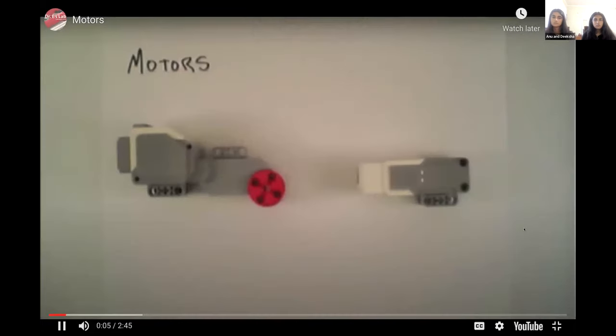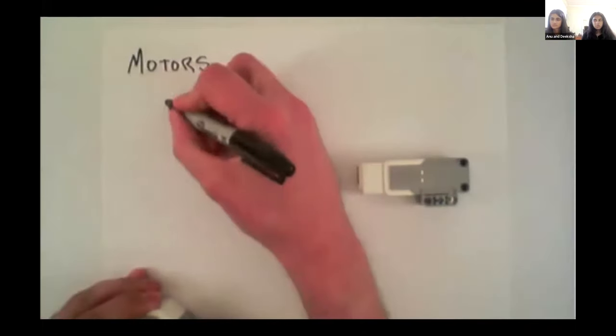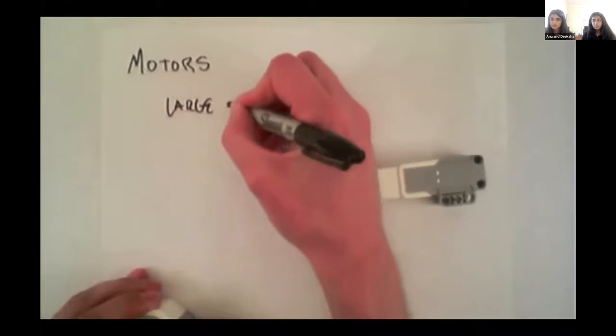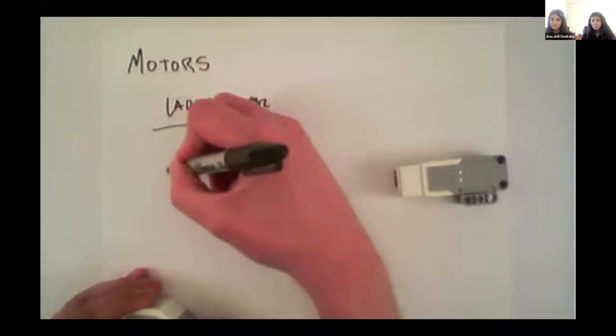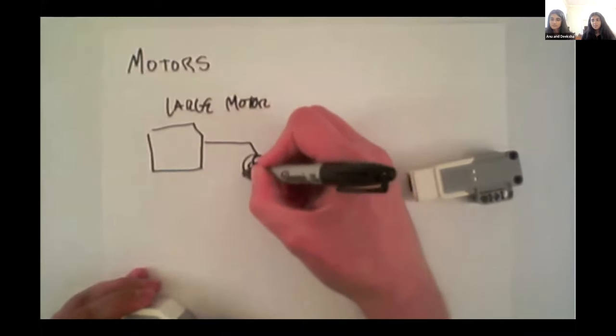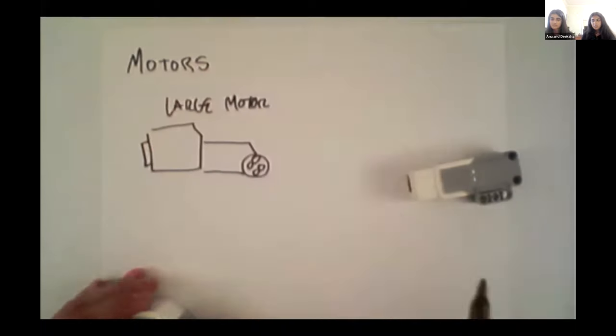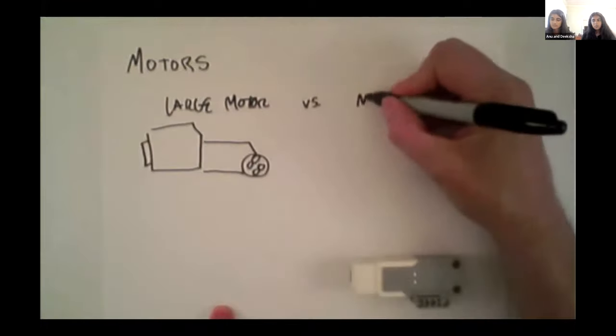Here we'll discuss the 2 types of motors found within the EV3 kit. First one here on the left is a large motor, which looks something like this. And here on the right, we're comparing it against what's called the medium motor.